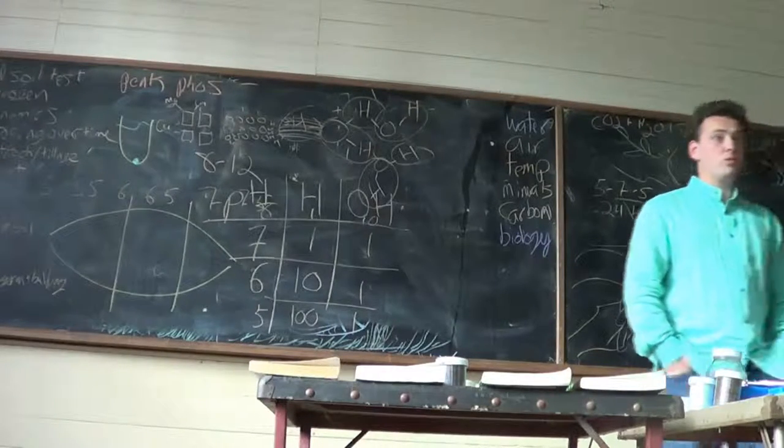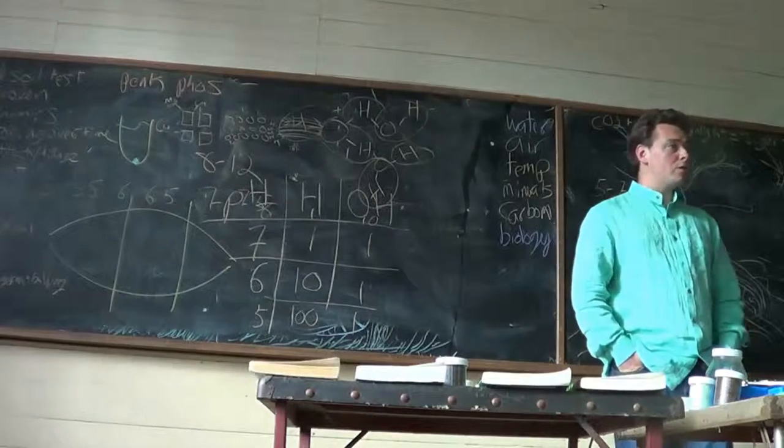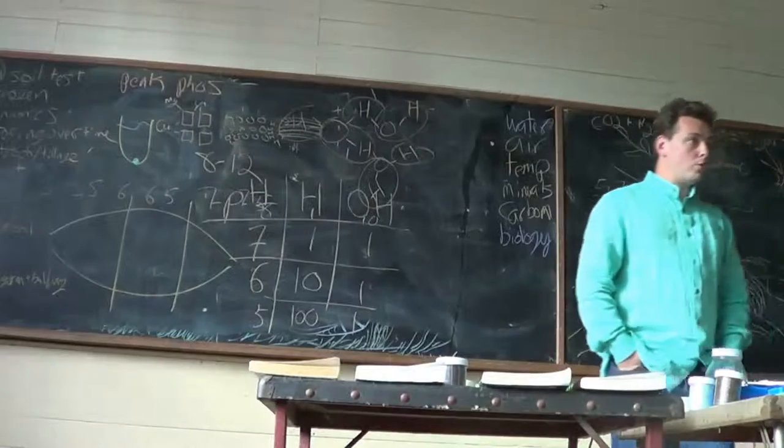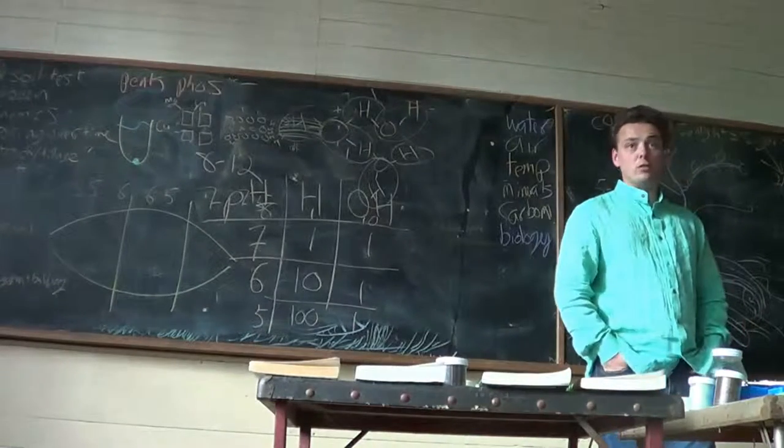5 pounds per acre equals 2 ounces per 1,000 square feet. Correct. So in many cases, we're going to be talking about a fairly small quantity of materials.